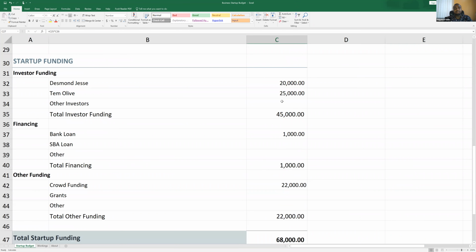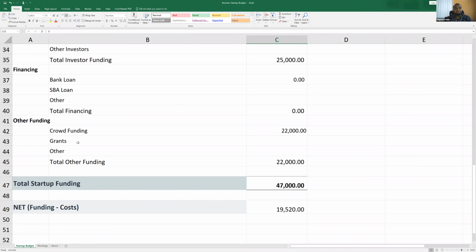Then we go to our funding. We expect we have owner's capital of maybe 10,000, right? Then bank loan, we are not taking any loan, as we've said. We can increase this one to 25,000. We can have donations at maybe 10,000, right?